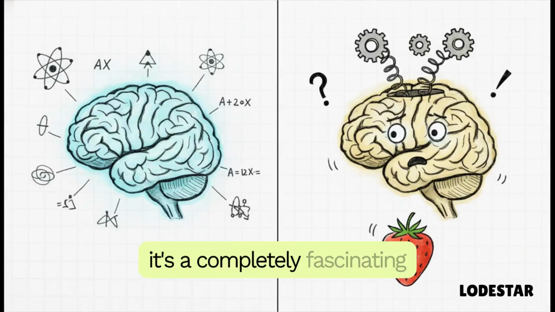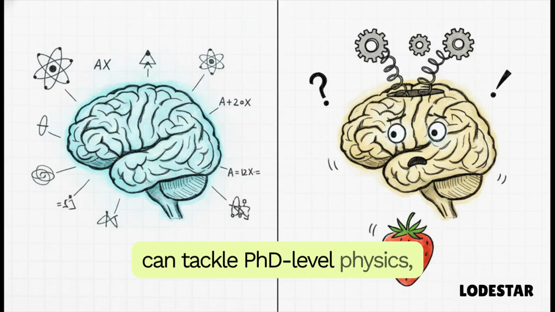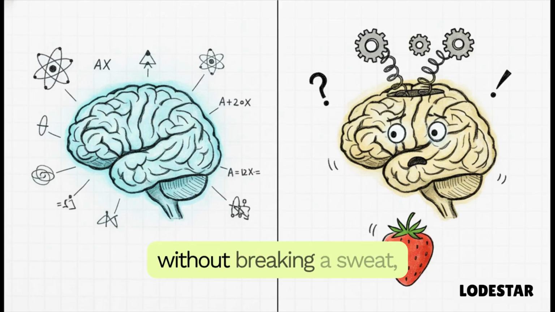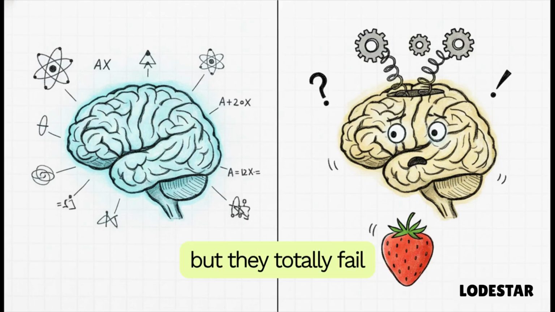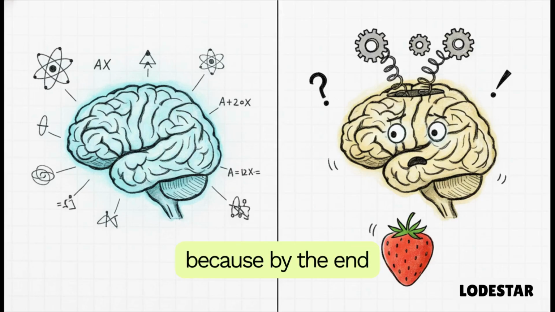And hey, it's a completely fascinating paradox, right? These systems can tackle PhD-level physics, chemistry, and biology without breaking a sweat, but they totally fail at counting the R's in a simple word like strawberry. Why does an AI that seems so brilliant suddenly look, well, remarkably foolish? Stick with me, because by the end of this tutorial, you are going to know exactly why.